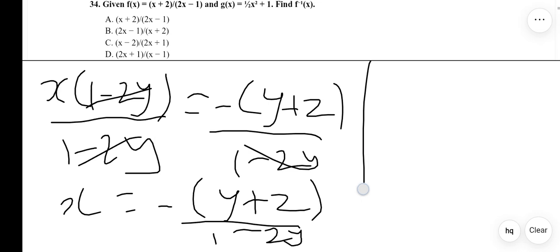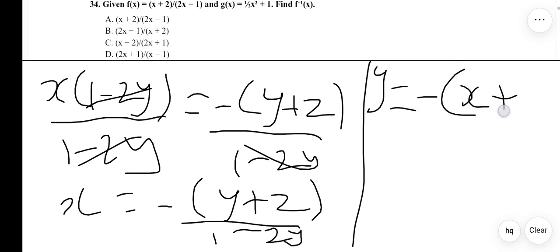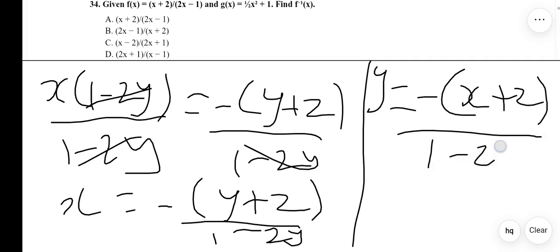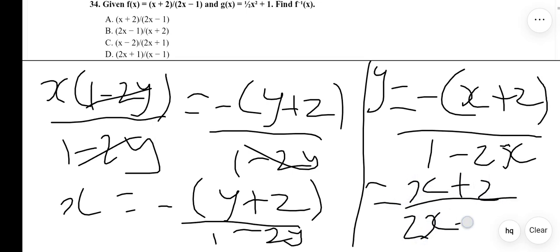So with this now, since I'm finding the inverse of the function, I will change my x to y and I will change my y to x. I'm changing input to output and output to input. So all over 1 minus 2y, 2x rather. So which one is best? And also mind you, this is the same thing as saying x plus 2 all over 2x minus 1.